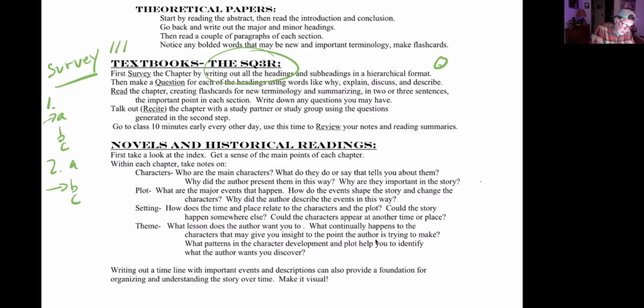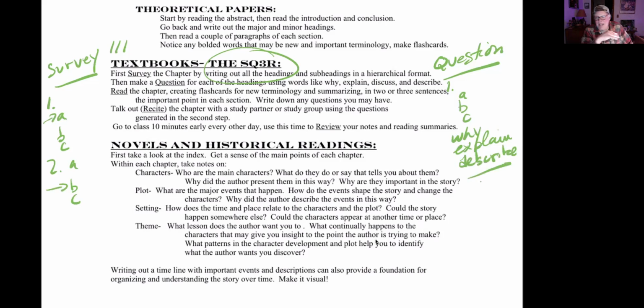And then you're going to do a Q, and Q stands for question. And so you're going to take that survey, and you're going to write questions for each of the headings and subheadings. Why, explain, describe, right? Come up with question words just for the headings. Now, you haven't even read it yet, right? But create questions for the survey.